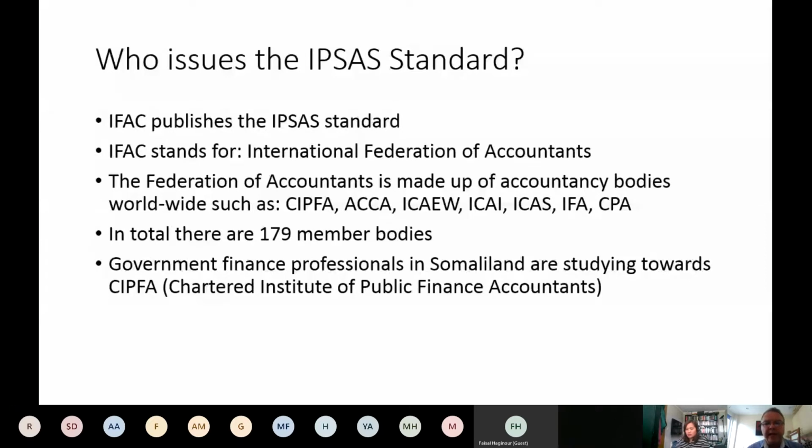You may have heard of ACCA, the Association of Chartered Certified Accountants. That's really, really big worldwide. And you can do ACCA in any organisation, whether it's private or public. But like I said, CIPFA is more geared towards public. But the important thing to appreciate is that these 179 member bodies around the world, of which there's a few on your screen, are all members of IFAC. So when IFAC issues a standard, everybody working for those bodies as a member of those bodies will all follow that standard. And that's why it feeds down from the top down to the individuals working in that organization. Okay, does that all make sense?